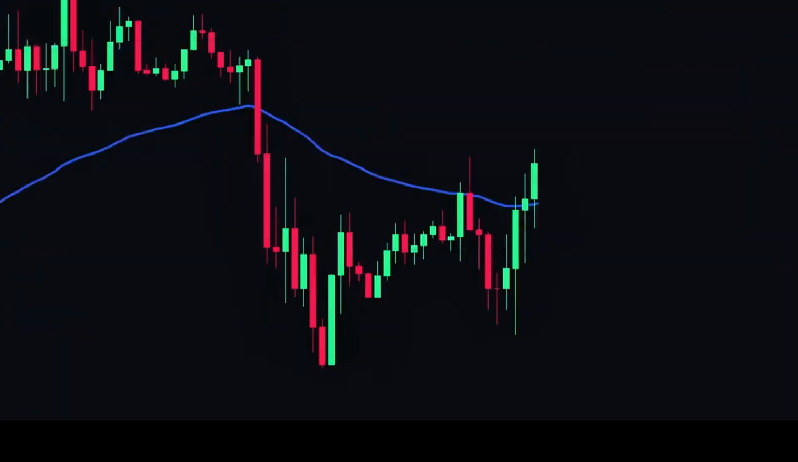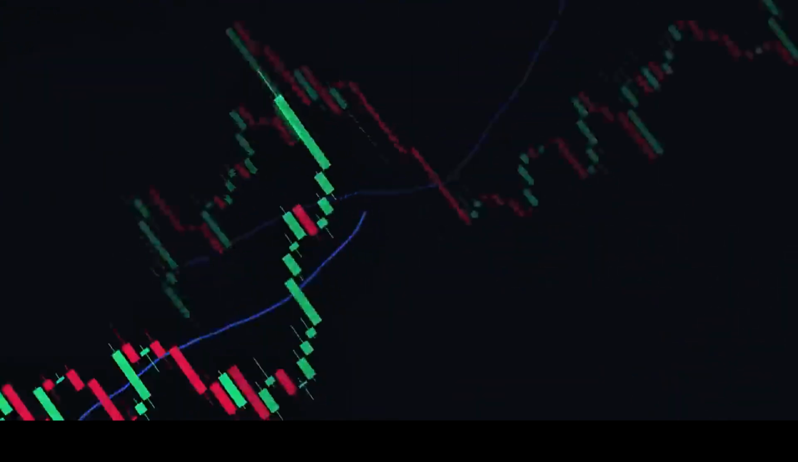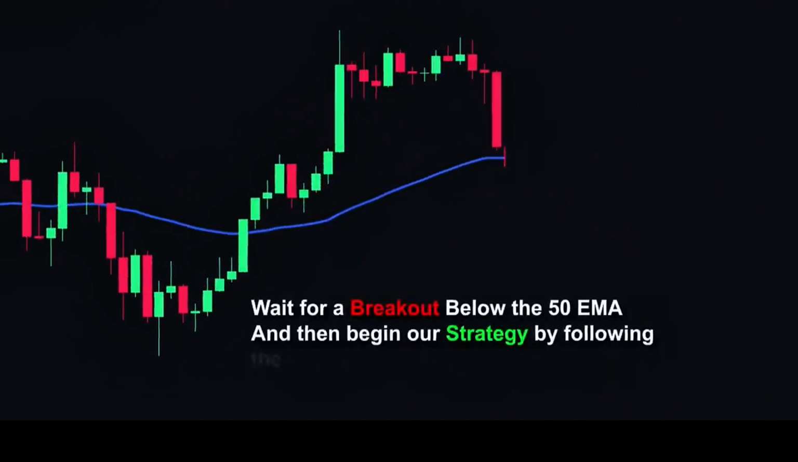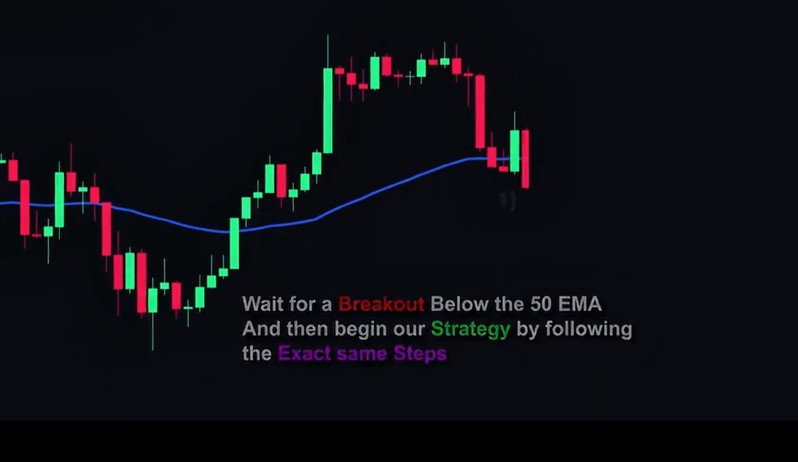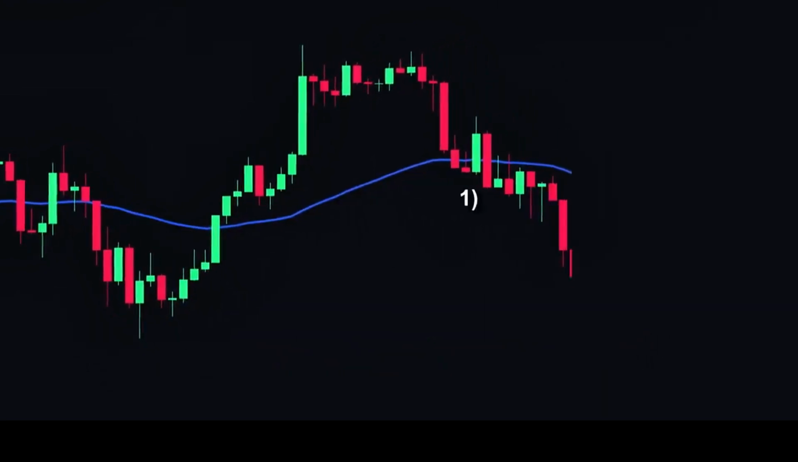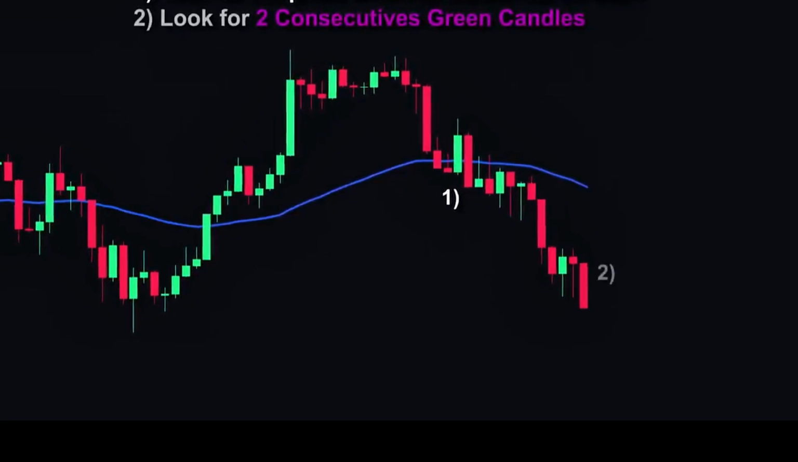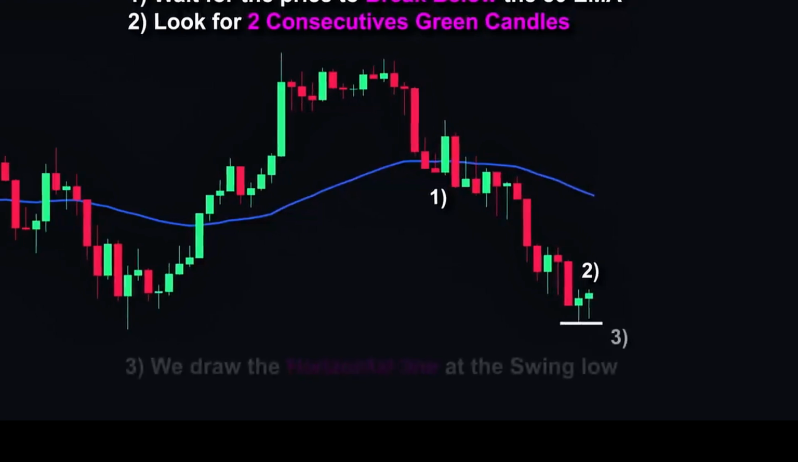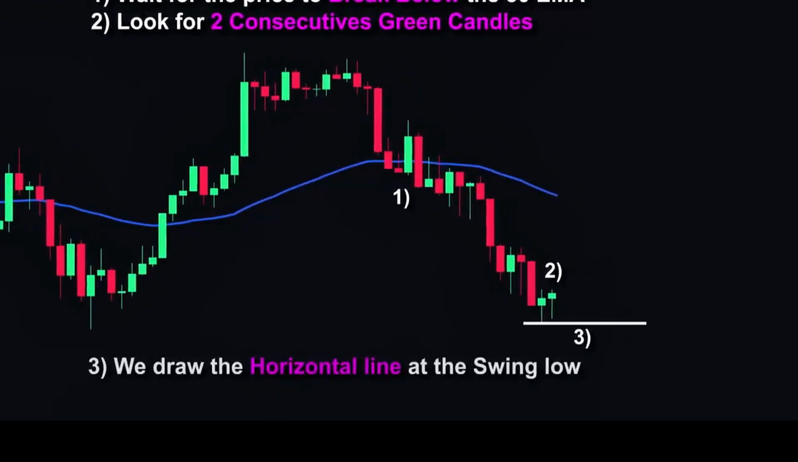So in the previous example, we started from a chart where the price was trading below the 50 EMA. But the strategy also works for the opposite. If we take a chart that's trading above the 50 EMA, such as this one, wait for it to break out below it, and then begin our strategy by following the exact same steps, which in this case, we wait for the price to break below the 50 EMA. So when we get a dip below it, we're then gonna look for two consecutive green candles, so that we can draw the horizontal line at the swing low.